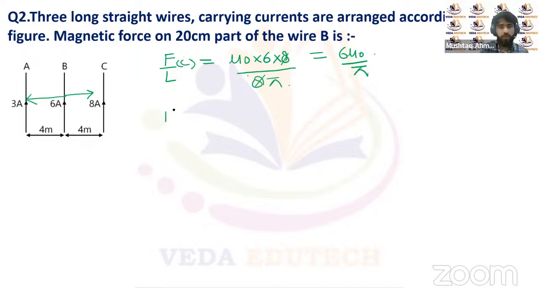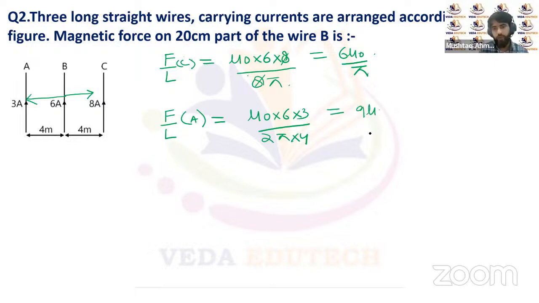But because of wire B, the same force per unit length will be because of wire A, that will be mu naught I1 is 6, I2 is 3 upon the distance, that's 2 pi times the 4. So from here, the force will be actually 9 times mu naught upon 4 pi.